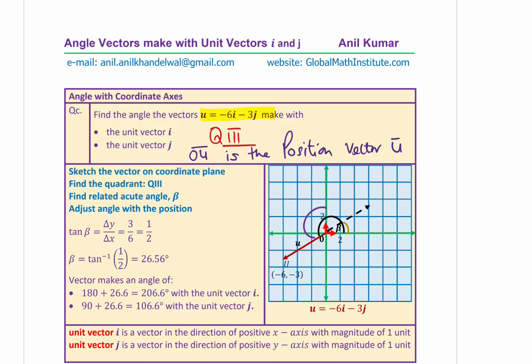So it's important to understand OU is the position vector u. These are different nomenclatures used globally, so we need to understand them as we move along. Now here, I've shown you a different way. What I've done here is I've actually plotted a point U dash, which is (6, 3), and from this point, we'll find the angle alpha.